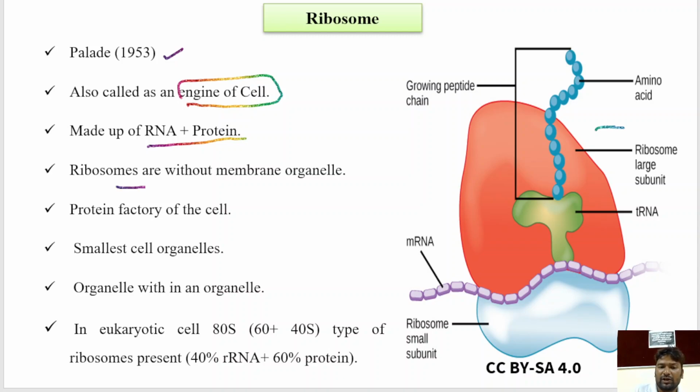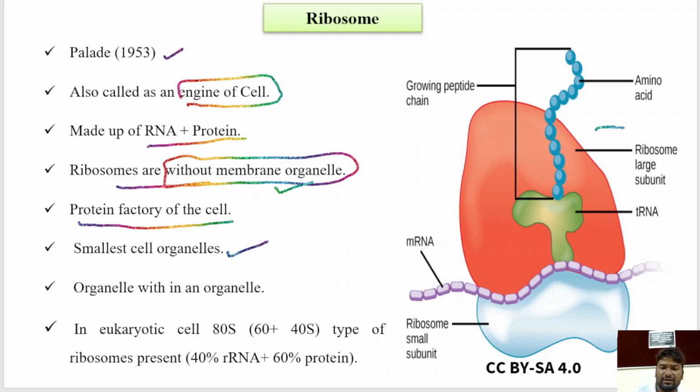And this organelle is without a membrane. So this question can also be asked: the membraneless organelle in the cell is the ribosome. It is also the protein factory of the cell, and the smallest cell organelle. It is also called organelles within organelles.